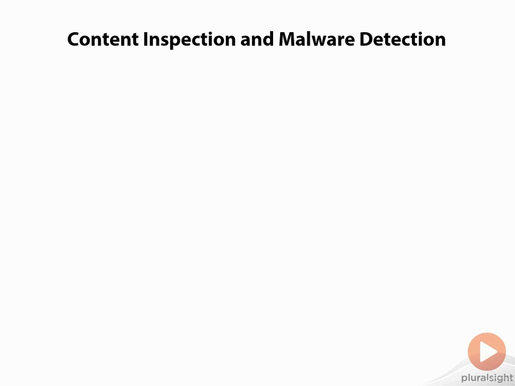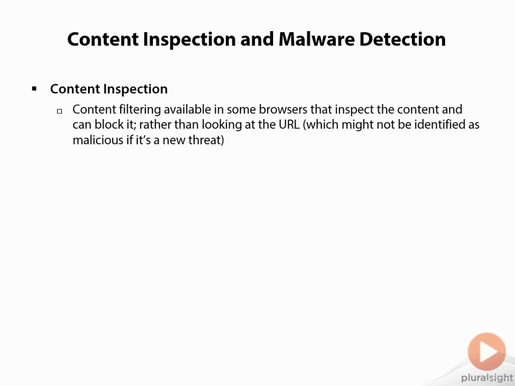Okay, next thing would be content inspection and malware detection. Two things that you need to know about for the exam as well. Content inspection is going to be a content filtering that's available in some web browsers, some are better than others, obviously, but it inspects the content and can block. Rather than just looking at the URL, which might not be identified if malicious, by the way. If it's a new threat, it may not be added to some type of URL blocking software. It may not be on a block list yet. So by content filtering, it can block a website basically based upon the content that's in the website.